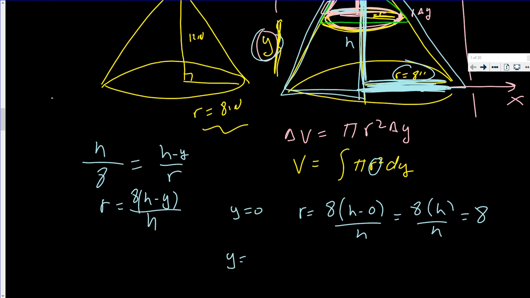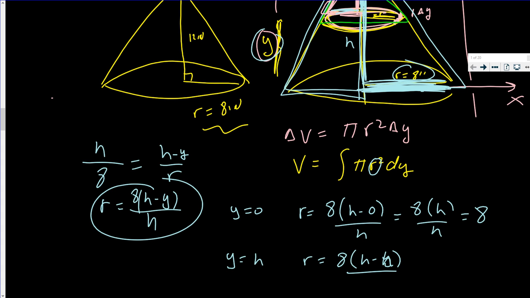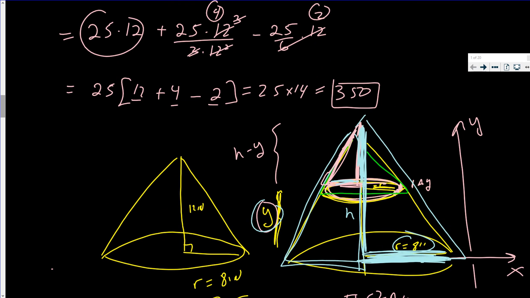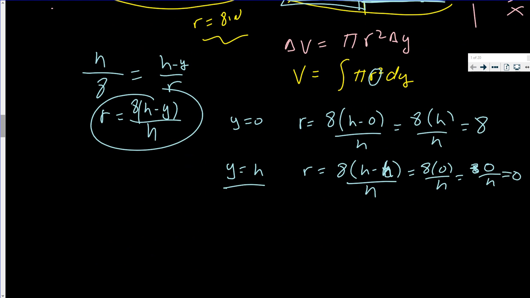What about when y is h itself? So r is equal to 8 times h minus y, which is h, over h. Well, h minus h is 0. Divide it by h, you get 0 over h, which is 0. You mean when y is at the top, the radius is 0? Yeah, the top circle, the radius is 0. This is exactly right. Okay, make sure it's right.